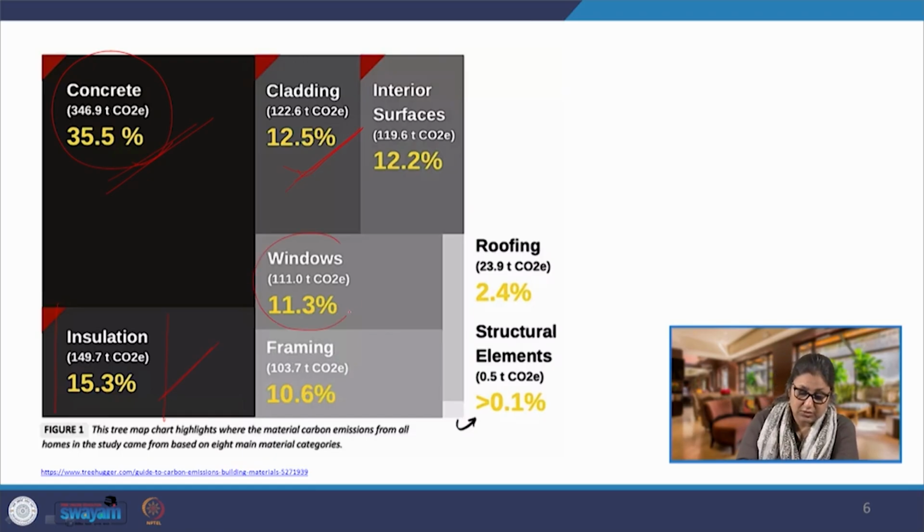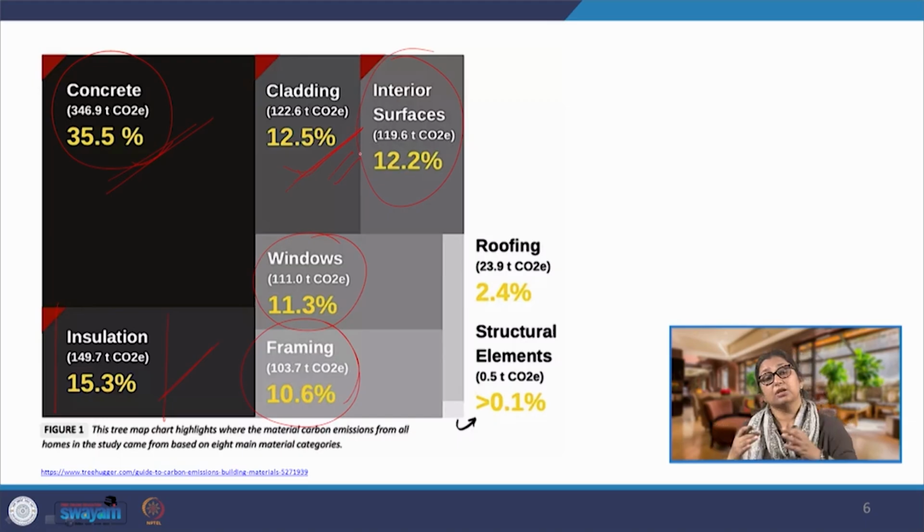Now, windows, one thing we have to understand is that in cold countries, windows are significantly larger if you look at the total area, and in windows we are primarily looking at glass and frame. The frame is highly emitting as a manufacturing process, and glass also has very high emissions associated with it. Then we have framing. So, we are talking about different types of frames, but not windows, and then interior surfaces, which is almost equivalent to cladding. The other insignificant components are those of structural and roofing.